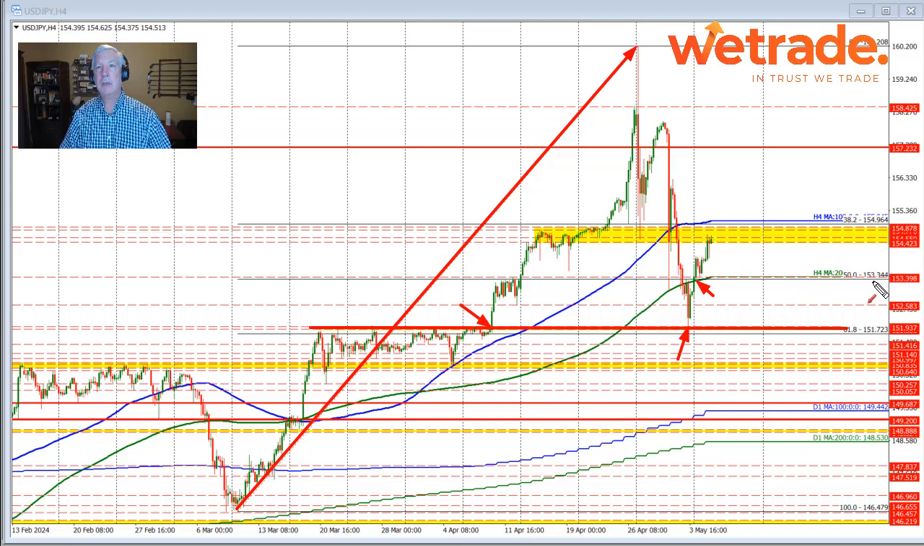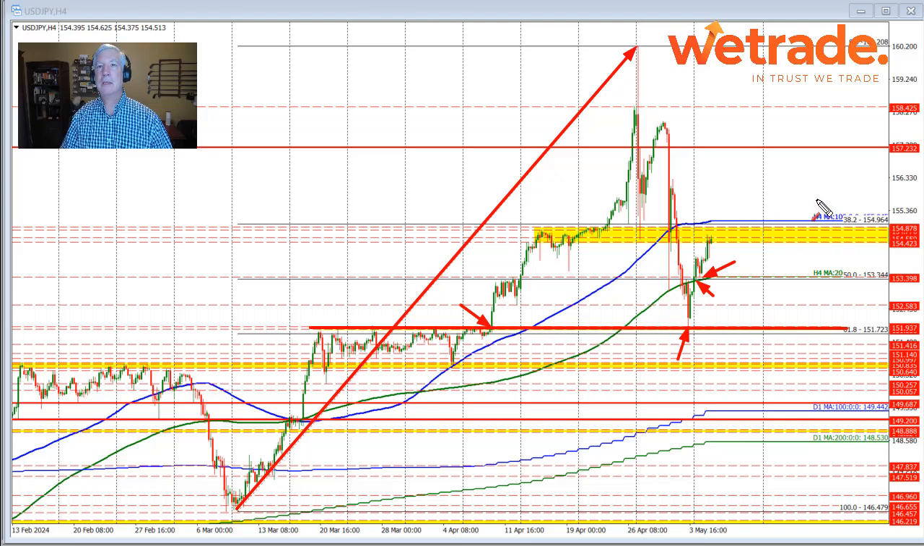That 50% came in at 153.34. The 200 bar moving average on the 4-hour chart is right around that level, and the buyers came in against that level or bought the price up, retraced down to that level, found support. Buyers are now pushing up to this next swing area between 154.42 and 154.87.